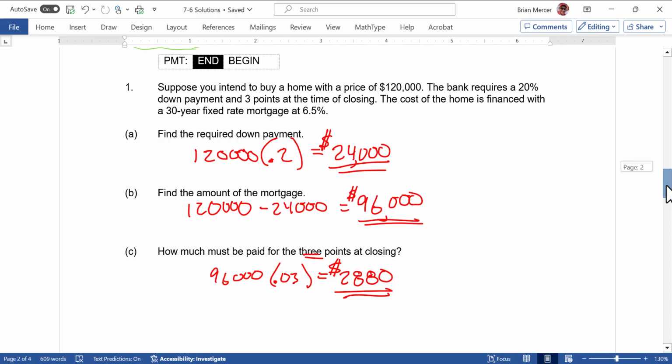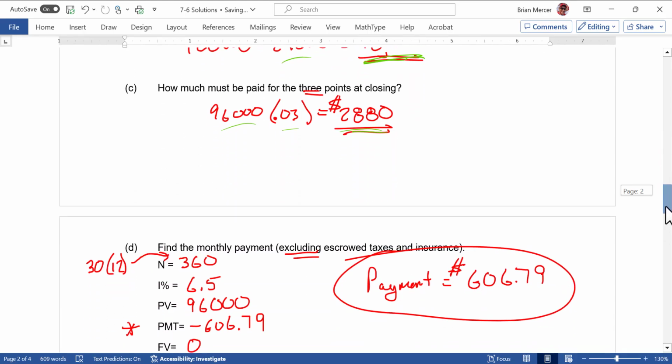This first example, I'm just going to go through really quickly. You've got a down payment you're calculating. The amount of the mortgage is just what you get when you subtract the down payment, so that's how much you're borrowing. If we're paying any points, a point is considered a percent of the borrowed amount. So if you're paying 3 points, it's that. That's just something you pay up front.